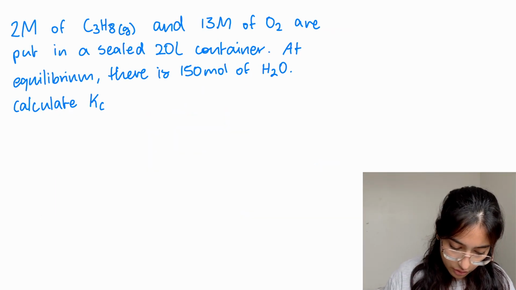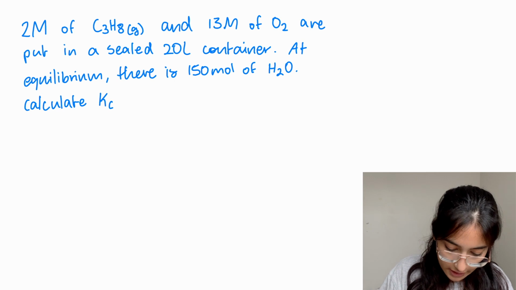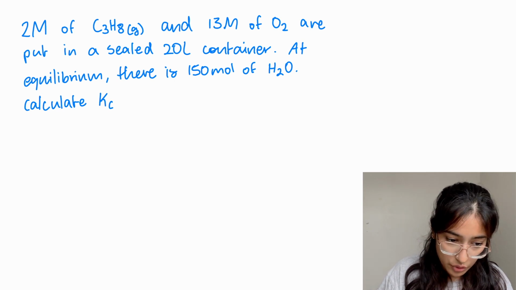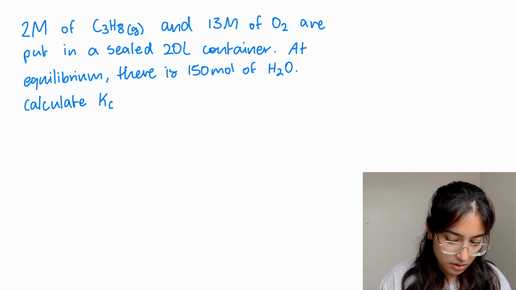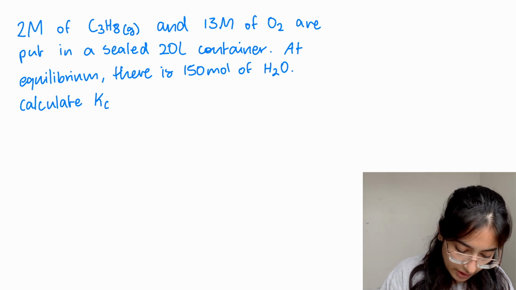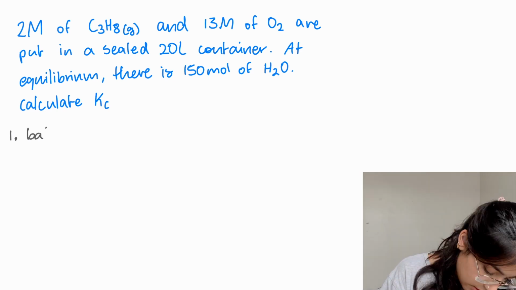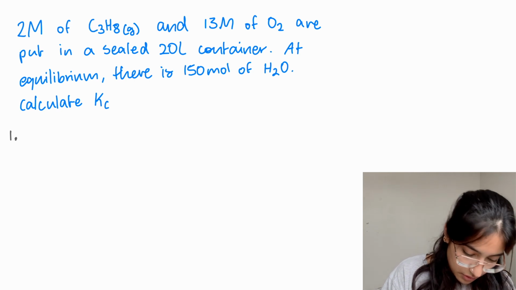Say you have 2 moles of C3H8 and 13 moles of O2, and they're put in a sealed 20-liter container. At equilibrium, there is 150 moles of H2O. Calculate Kc. So, first thing I'm going to do is figure out a balanced equation. So step 1, balanced equation. You don't really need to write down your steps, but anyway.